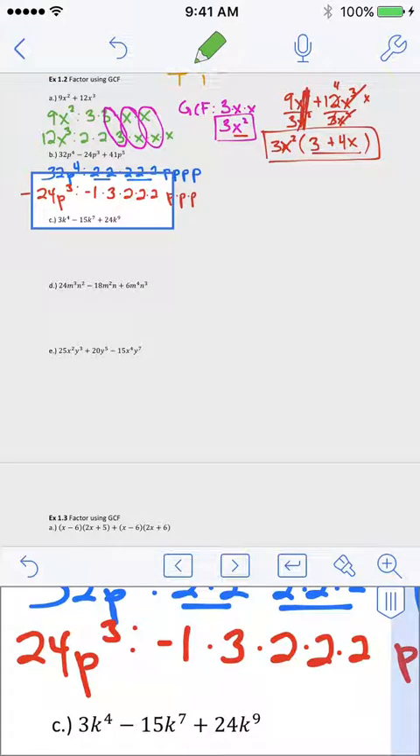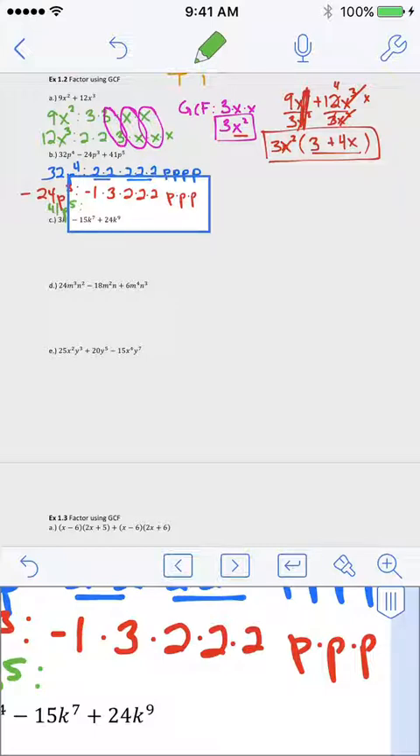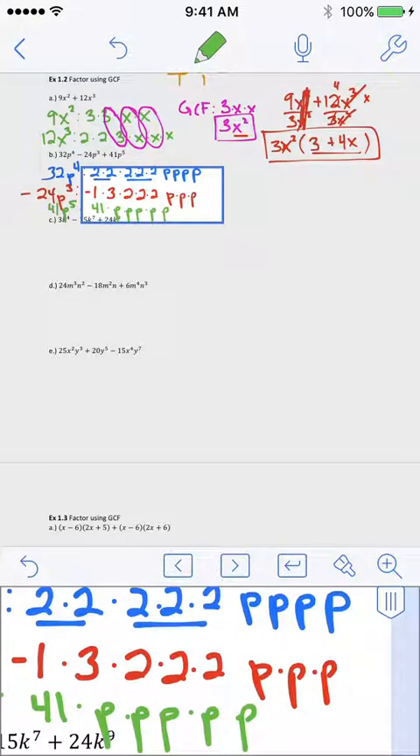Alrighty, one more. 41p to the 5th. Okay, 41 is actually prime, so its only factor is 41. But it's got 5 p's. P, P, P, P, P. 5 p's in common. Okay, cool. That one was a little easier. 41 is actually prime. Now, if you didn't know that off the top of your head, that's okay.